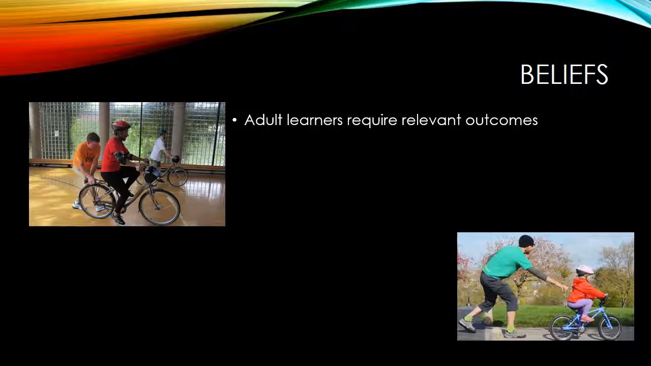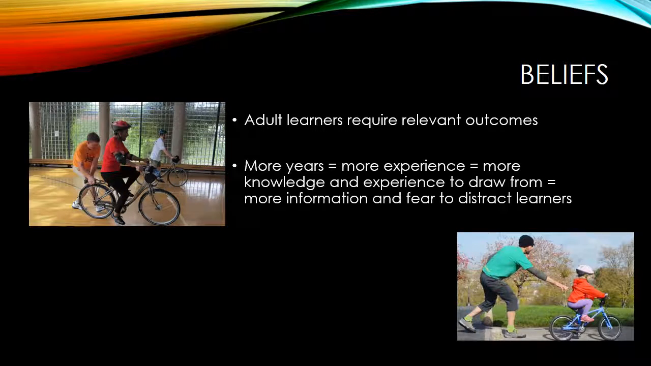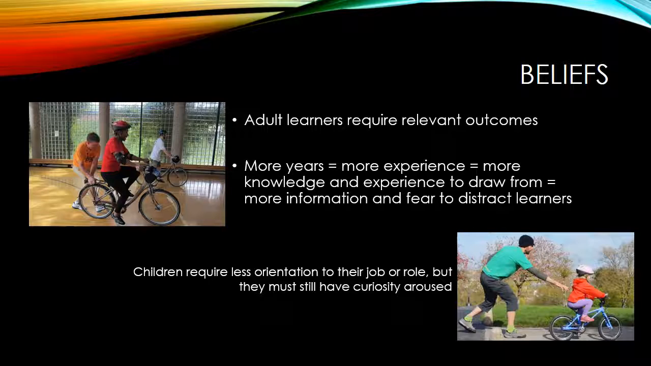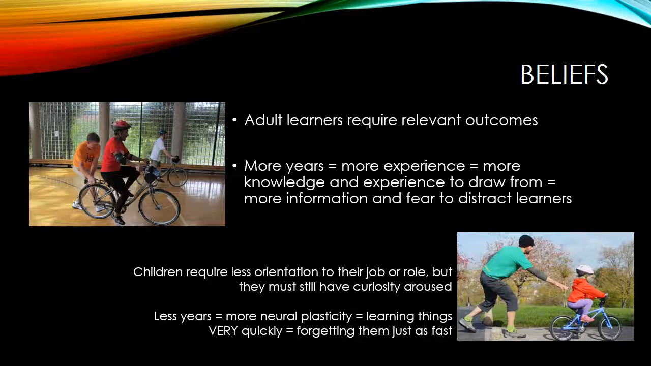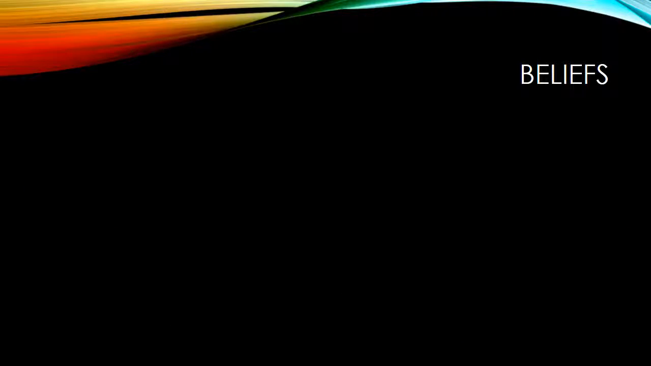I think adult learners require relevant outcomes. They have to feel that it's valuable to them in their role, whatever that role is, to become engaged. I think the more years equals more experience equals more knowledge and experience to draw from, but it also means more information to sift through and possibly more fear to distract learners. And children are kind of the opposite of that. Children require less orientation to their job or role, but they must still have curiosity aroused. I think less years equals more neural plasticity, meaning they can learn things very, very quickly, but they can also forget them just as fast.